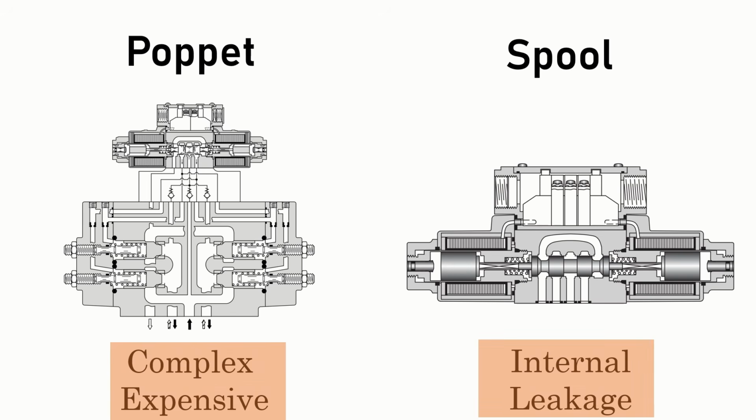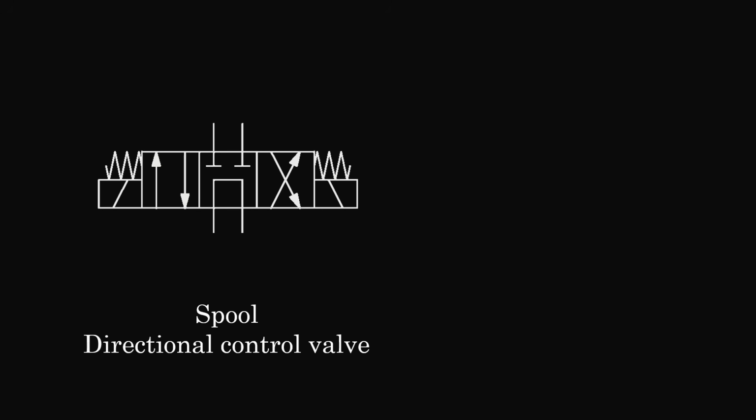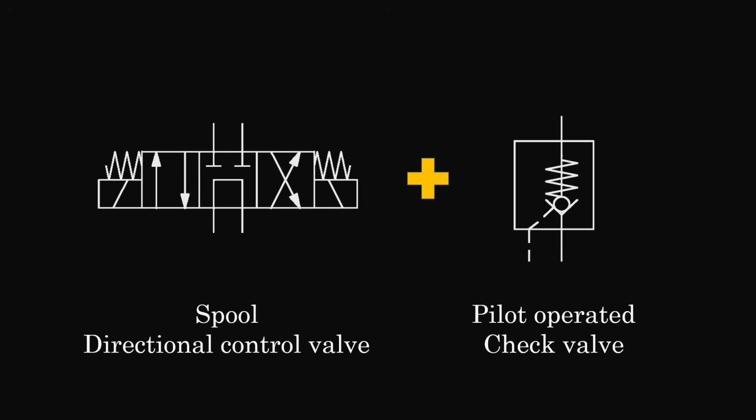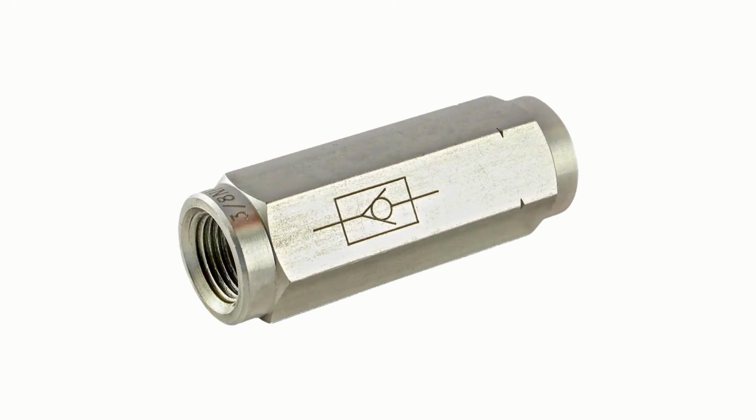what is the practical solution? So the most effective solution is to use a spool directional control valve combined with a pilot operated check valve. So what is a pilot operated check valve? Before that, let's understand the check valve. A check valve is a one directional valve. It allows the flow in one direction and blocks the flow in the opposite direction.